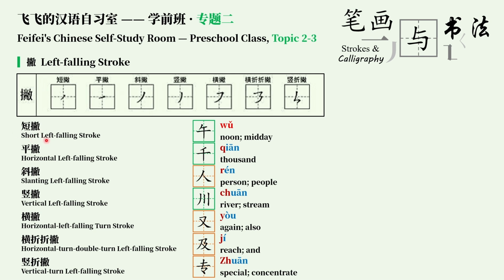短撇, short left fallen stroke. 平撇, horizontal left fallen stroke. 斜撇, slanting left fallen stroke. 竖撇, vertical left fallen stroke. 横撇, horizontal left fallen turn stroke. 横折折撇, horizontal turn double turn left fallen stroke. 竖折撇, vertical turn left fallen stroke. Each type has unique writing rhythms and applications in character composition.